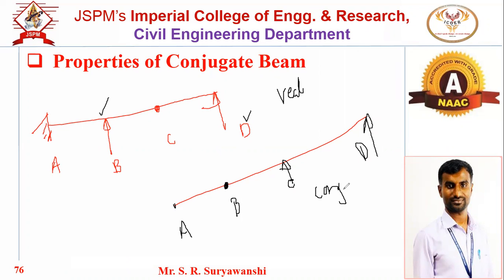So for your unit test, likewise questions will be there. Real beam, conjugate beam, you have to match the pair, or they will give a diagram of real beam and 4 different options of conjugate beam. And we have to perform the analysis of conjugate beam. Definitely we have to find out.